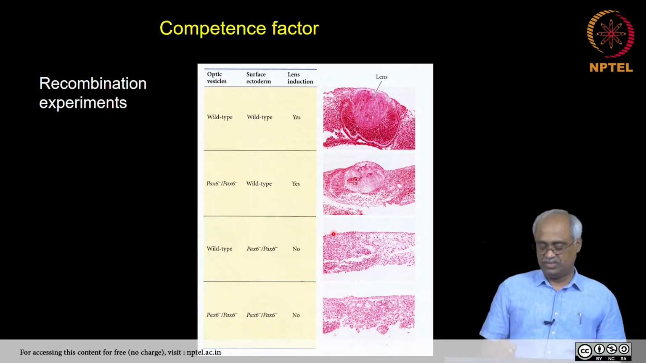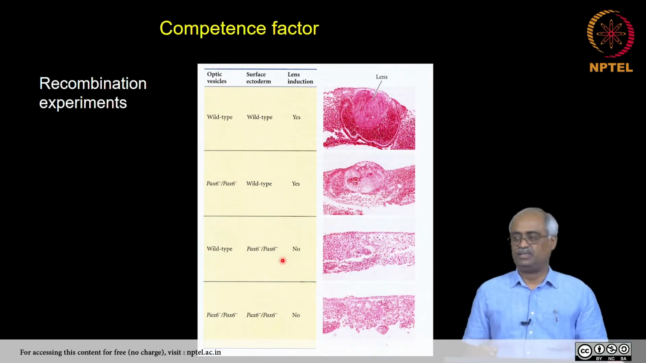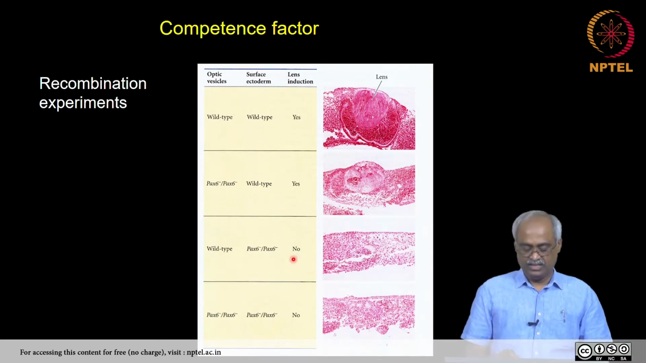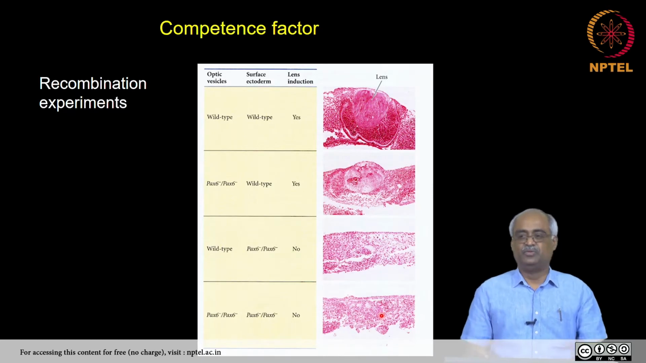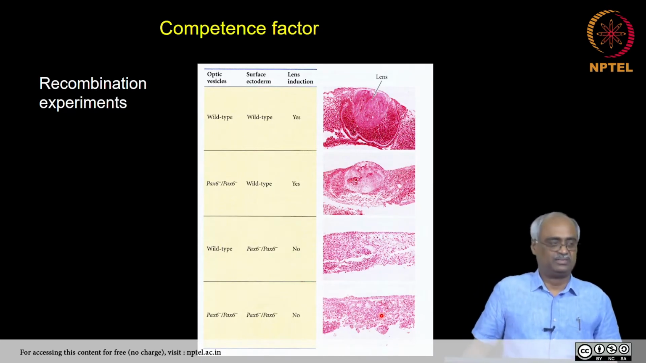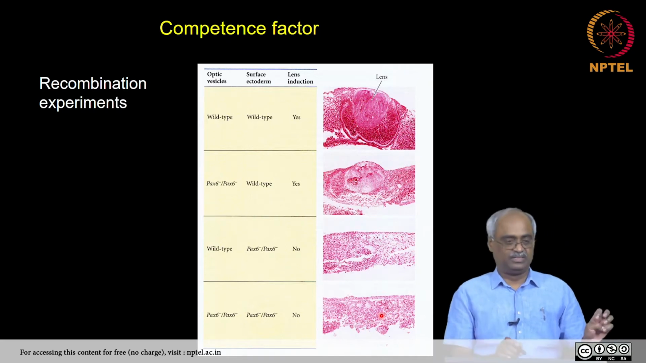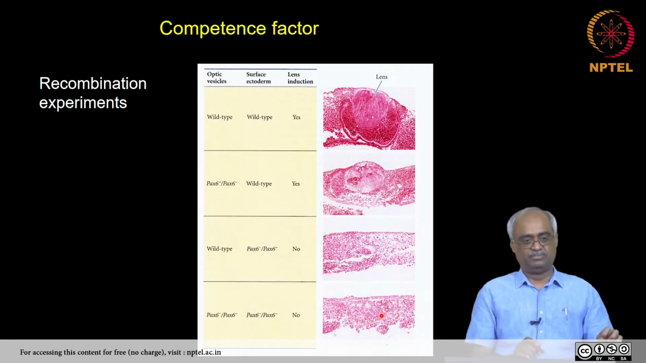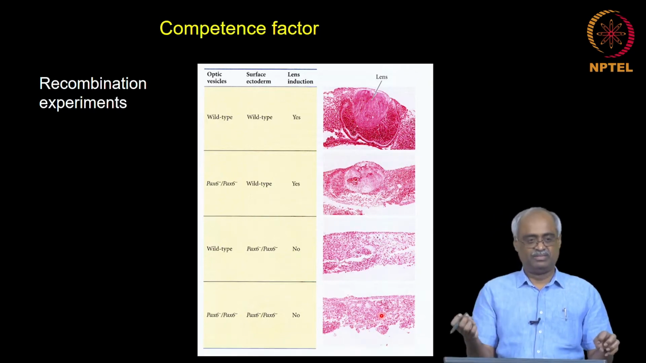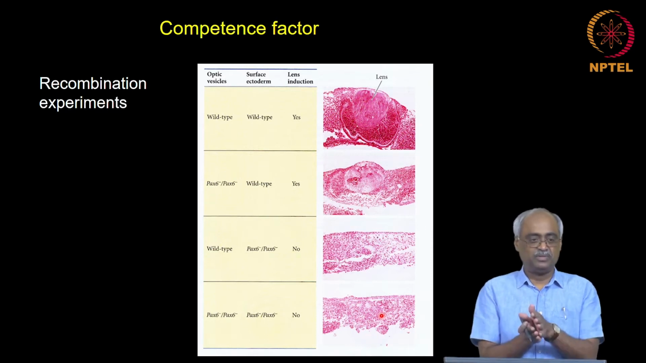So, now this optic vesicle has no competency to respond to the inducing signal coming from the other one, and of course if both are mutant, it is not going to develop. So, this is how you establish competence factors. Here you are taking tissue, for example surface ectoderm from one genotype and the optic vesicle from another genotype and putting them together.